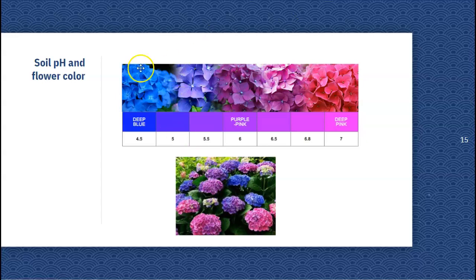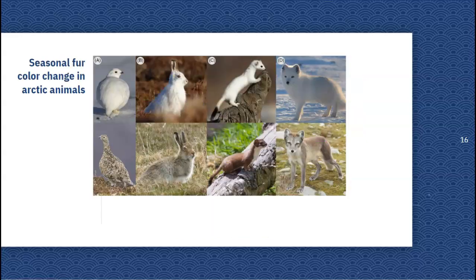If the plant is put in more acidic soil, it's going to be deep blue or deep purple. If it's in neutral soil, it's going to be a medium purple. And if it's in basic soil, it's going to be pink. So it has to do with the pH and also the amount of aluminum in it. It's not just the genotype, it's the environment that is affecting our phenotype.